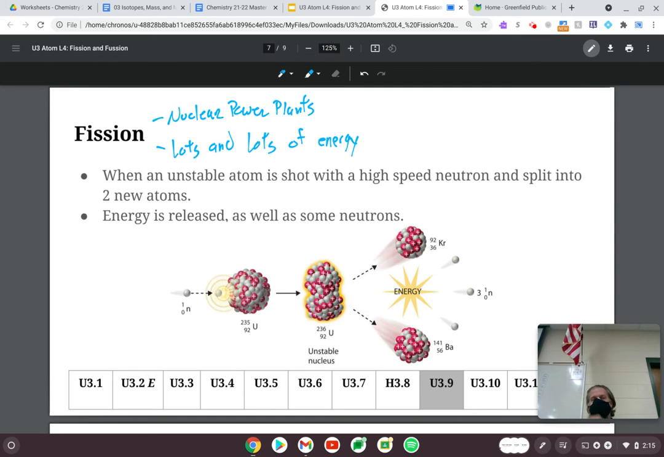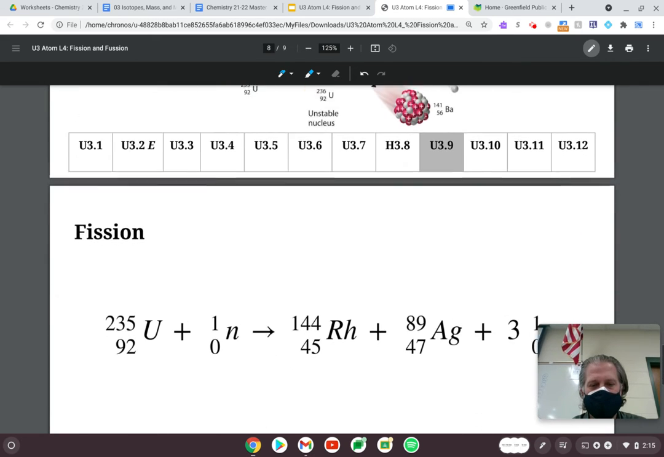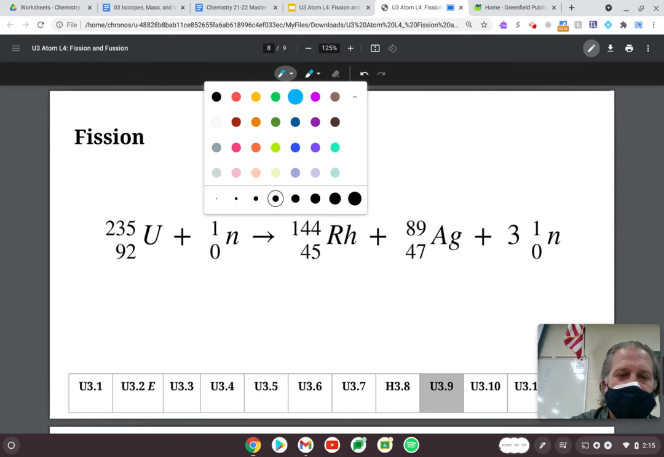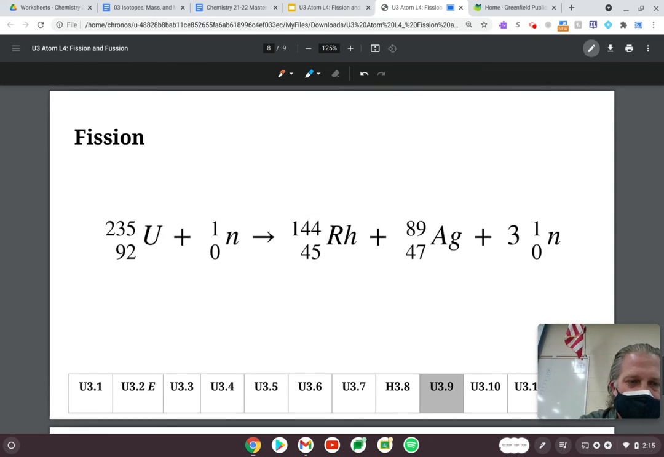Lots of energy is produced. Lots of energy. All right, so let's talk about how these reactions work. Just like before, the numbers on the left side have to add up to the numbers on the right side. So I'll write that again.